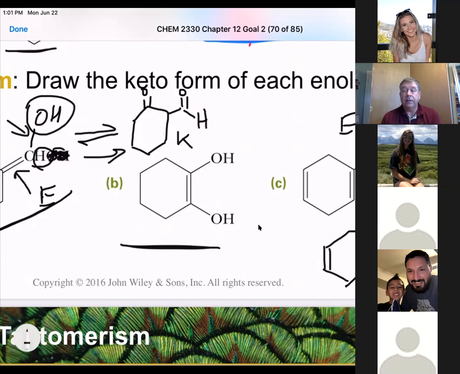Again, it's not a resonance structure. We're actually moving a hydrogen, and we're moving the location of the double bond. We're moving it from between two carbons to between the carbon and the oxygen. Okay. So that being said, and being that the ketone is the more stable, why is it important we understand?